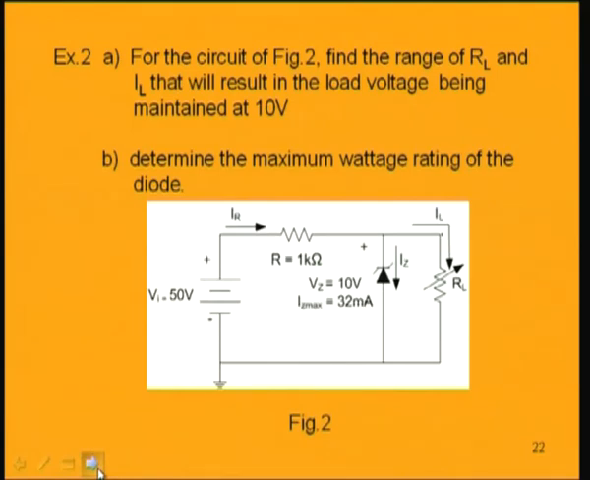Similarly, another problem we can try is that for this circuit where the load resistance is variable, find the range of RL and IL, that is, what will be the maximum and minimum values of RL that will result in the load voltage being maintained at 10 volt. And second part, determine the maximum wattage rating of the diode. So, in order to solve the first part, let us draw the circuit again.